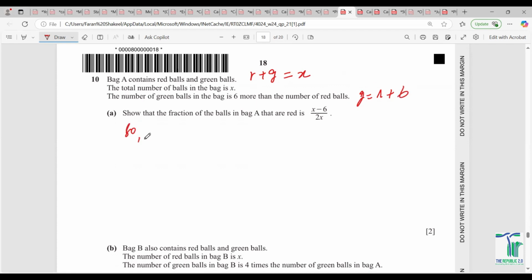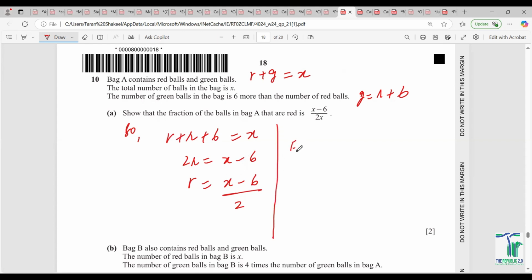So the above equation would become R plus 6 plus R equals X, right? We need to show that the fraction of balls in bag A that are red is X minus 6 upon 2X. So you can easily get the value of R from here. That is going to be 2R equals X minus 6, and R is equal to X minus 6 divided by 2. So these are the number of balls that I'm having.